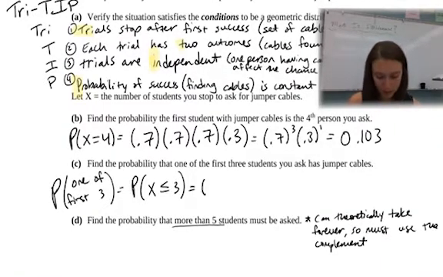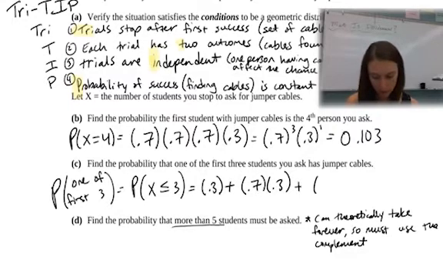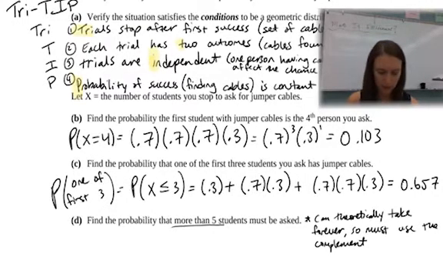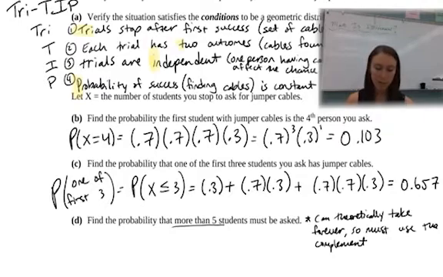So if the first person has cables, we have a 0.3 chance of that happening. Plus, the first person could not have cables, but the second does. Plus, the first two don't have cables, but the third does. So we would add up all these, we get 0.657. So you have a 65.7% chance that one of the first three people you ask has jumper cables. That's kind of nice.